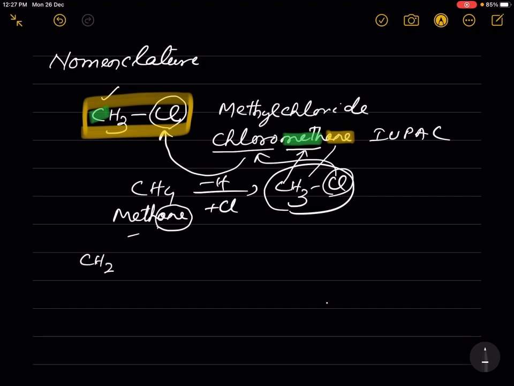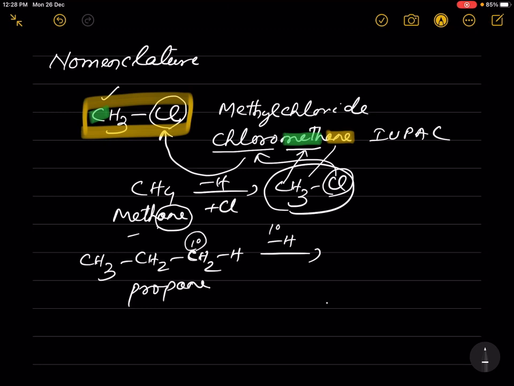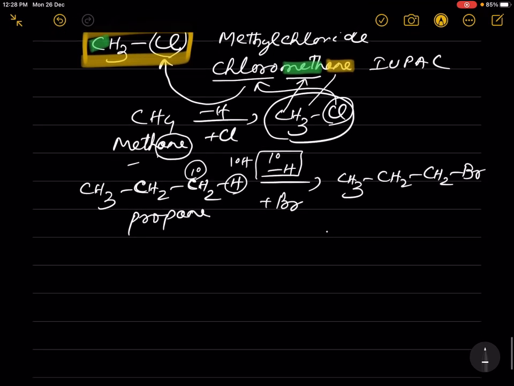Next, CH3CH2CH3. This is propane. Remove this primary hydrogen. This is a primary carbon. Why? Because this carbon is bonded to one carbon, so this is a primary carbon. This is a primary hydrogen, so I have removed one primary hydrogen atom and substituted one bromine atom. So you get CH3CH2CH2Br. This is n-propyl bromide.